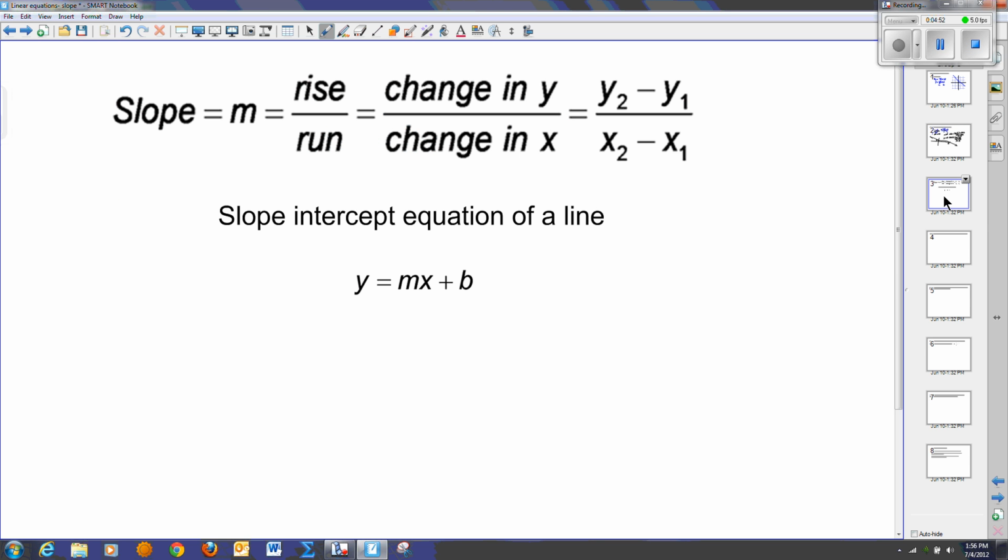All right, so next we talk about slope. We already did that a little bit. We know the slope is defined as rise over run, which is also expressed as change in y over change in x. And when we talk about changes, we talk about a difference of two things. So y2 minus y1 over x2 minus x1. Nothing different than you saw in Algebra 1. Slope-intercept equation we talked a little bit about already. y equals mx plus b. m is the slope, and b is the y-intercept.